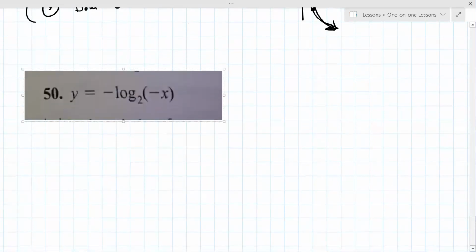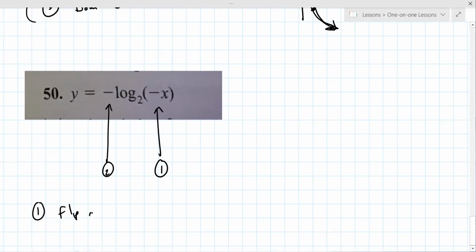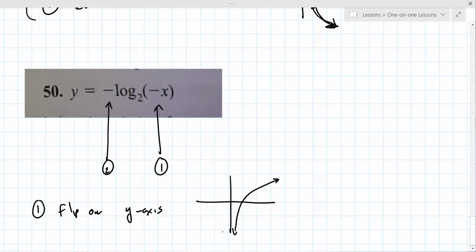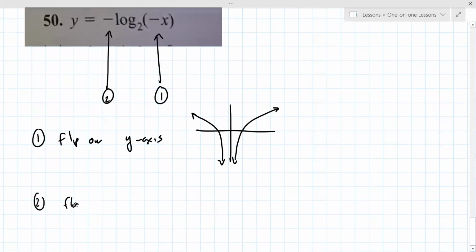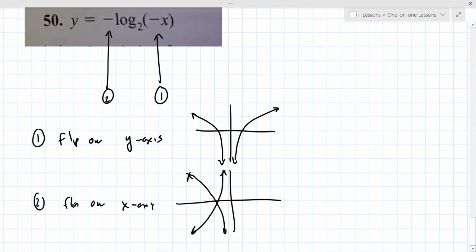So this has 2 transformations. This one has this one here and this one here. So number 1 and number 2. Number 1 is a flip over the y-axis. Oh, over the y? Okay. Yeah, so if the original is this, then the new one is this. And then the flip over the x-axis is number 2. So it did look like this. Now it's going to look like this. So your final graph is this one.